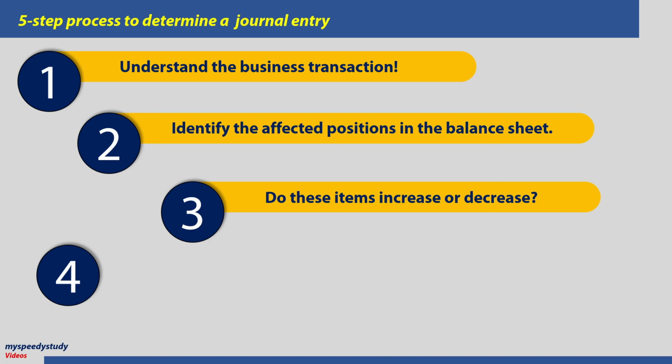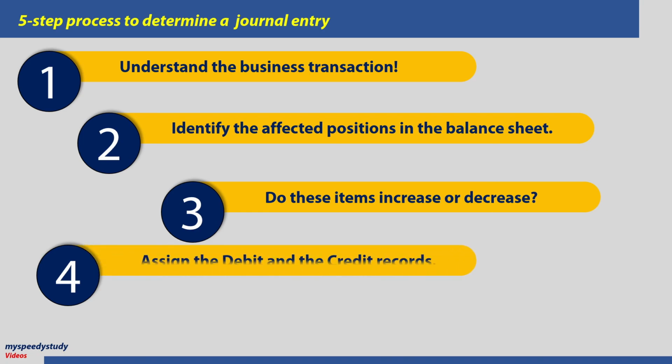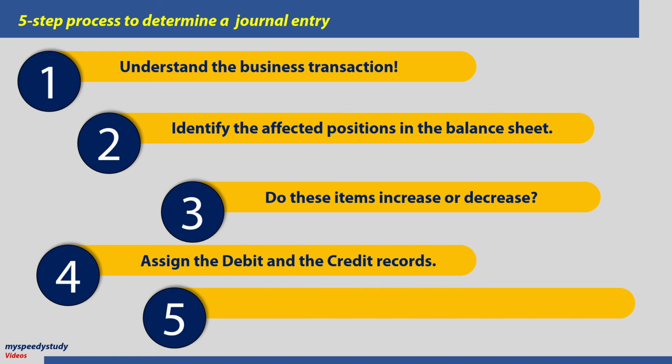Number 4, assign the debit and credit records. The debits are either an asset increase or a liability or equity decrease. And the credits are either an asset decrease or a liability or equity increase. Then check the sum of the debits and the credits. When we have more complex business transactions, we may have several debits and several credits. But the sums of all the debits and the sums of all the credits for each of those entries must be equal.